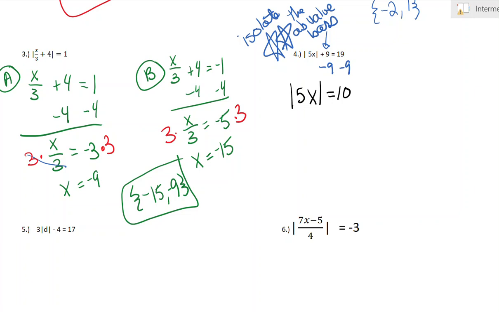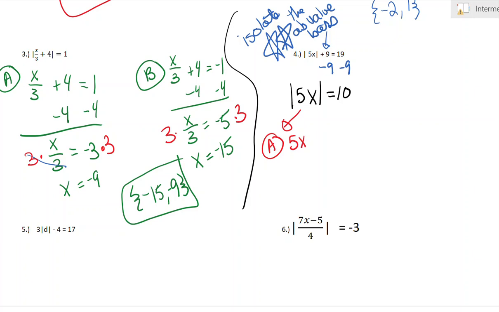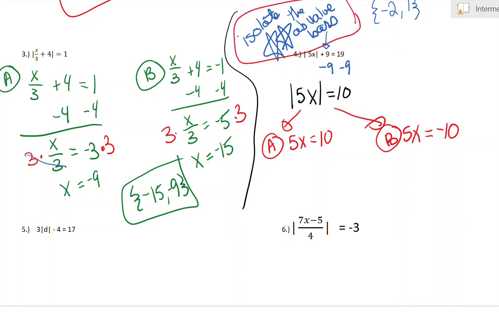Now from here is where I'm going to separate into A and B. A is 5x equals 10, and B is 5x equals negative 10. Again, it's super important that we isolate those absolute value bars. So I'm going to divide by 5, and we get x equals 2. And then over here, I'm going to divide by 5 again, not by x, and we're going to get x equals negative 2. So my solution set is negative 2, comma 2.